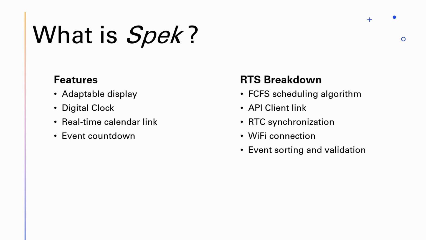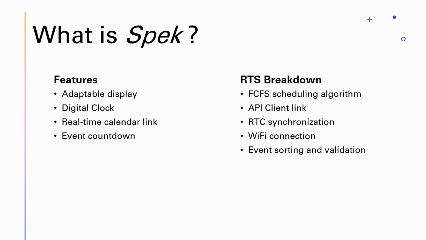In terms of the real-time systems features, it uses a first-come, first-served scheduling algorithm. It talks to the Google Calendar API that took so long for me to set up, and I'm so proud that I was able to do that and get that figured out. It talks to the real-time clock server, so it's got accurate time down to the millisecond. And then it also has a Wi-Fi connection so that you don't have to have a long cable run into it if you wanted to use it practically.